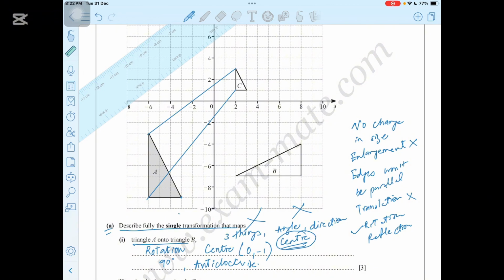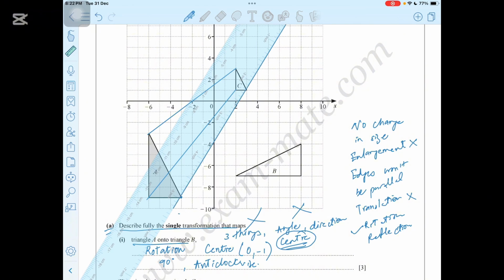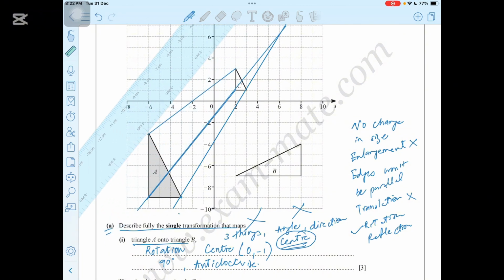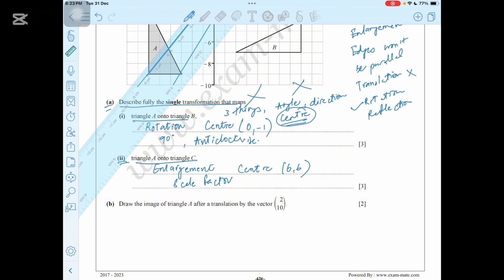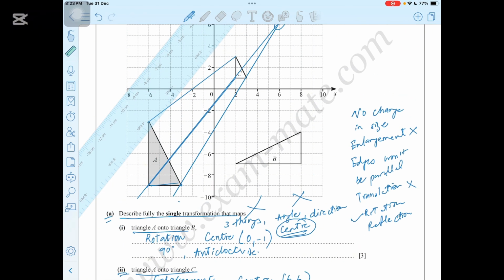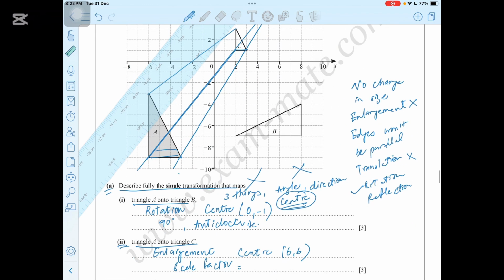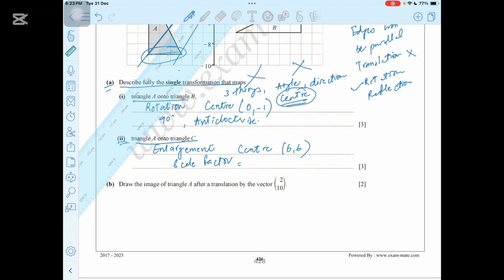So we have this, then we have this. Now let's just extend this as well so that we have a center. So this would be our center, that is (6, 6). So our center would be (6, 6). For the scale factor, this is our object and this is our image. So this is 3 and this is 1. The scale factor is given by image size over object size, so this would be 1 over 3.